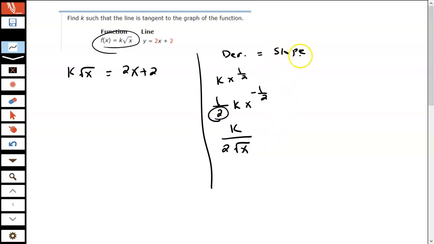Now we know that that's equal to the slope of this line, and the slope of this line is simply 2. So k over 2 times the square root of x equals 2. Now this will allow me to find a value for k with respect to x, and then I can plug it back into that first equation, where I can find the value of x, and then plug that back in and find the value of k. So let's keep walking through this. I can multiply both sides by 2 times the square root of x. So 2 times 2 gives me 4 times the square root of x.